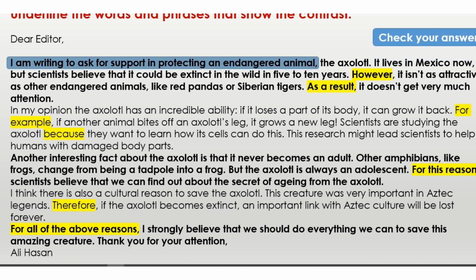Here is the introduction. In my opinion, another interesting fact, I strongly believe that. Here you express your ideas and your thoughts and what you believe in. Your beliefs, what you believe in, is written here in blue.